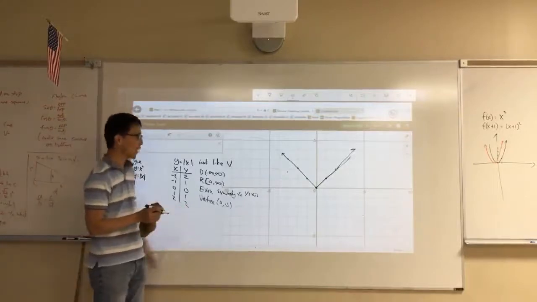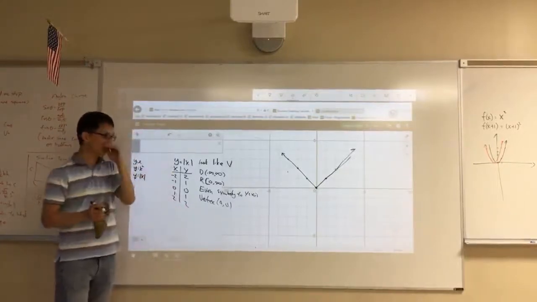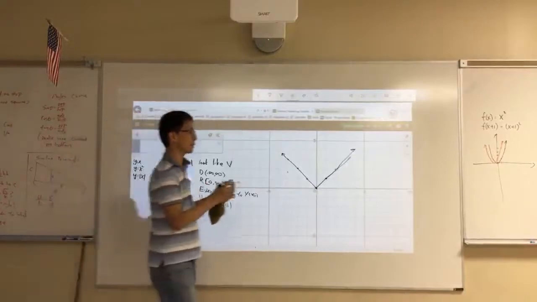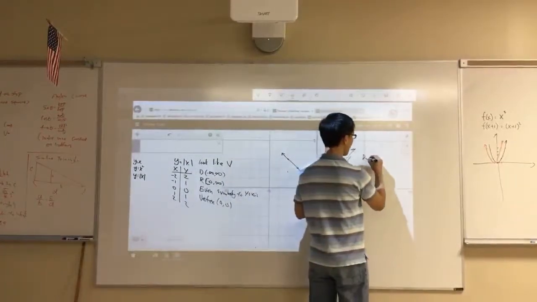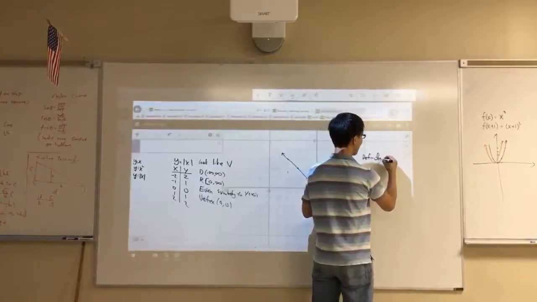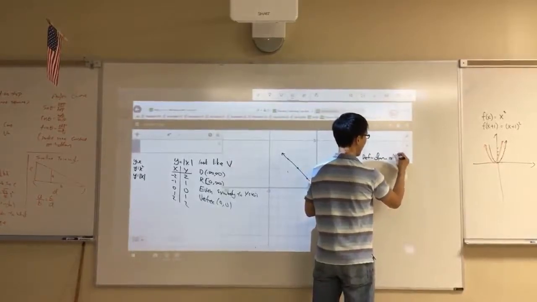Okay, so vertex. Now this function, I would like to introduce you to the definition of absolute value. This is the definition of absolute value. So this one is on the side. This is for next year or the year after.